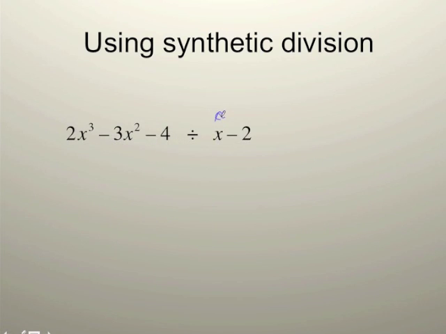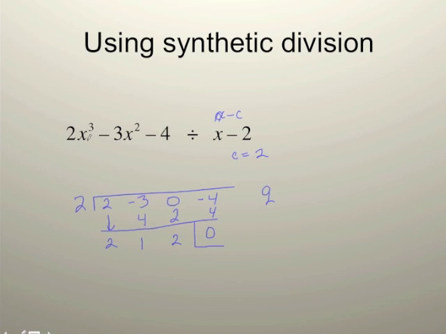Again, it's x minus c, so in this case c equals 2. 2 goes on the outside. Here's a 2x cubed minus 3x squared. 0x would be the next term, so 0x minus 4. You bring down the first number. This is 2. 2 times 2 is 4, and we add, we get 1. 2 times 1 is 2. We add here, we get 2. 2 times 2 is 4, and when we add, we get 0. That's my remainder. So my quotient here, this was an x cubed, so it becomes 2x squared plus 1x plus 2, and my remainder is 0.